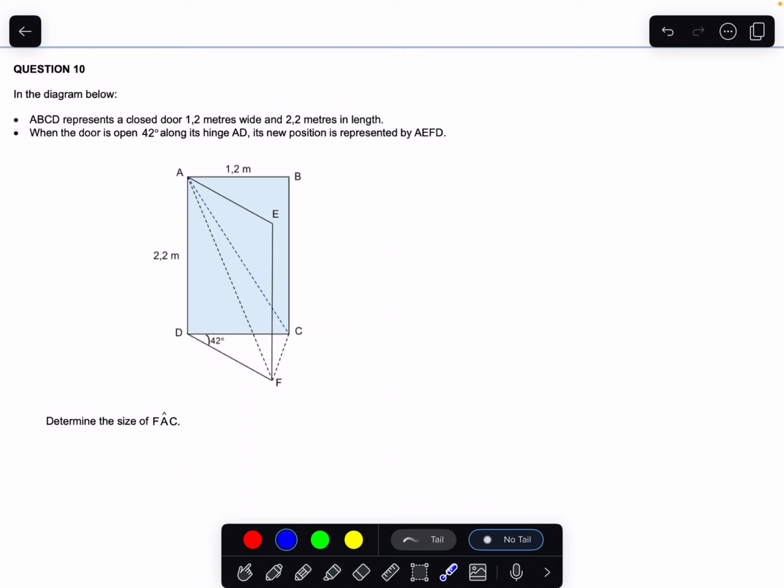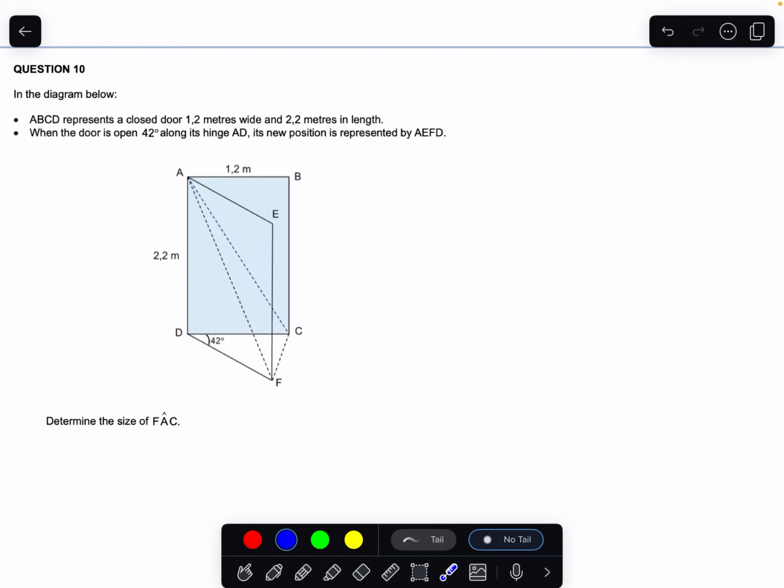So the angle between the diagonal of the closed door and that same diagonal when that door is open by 42 degrees. The key thing being that this rectangle has the same dimensions as this one, so AE is also 1,2 meters, EF is 2,2, and so on. So we are trying to figure out FAC.